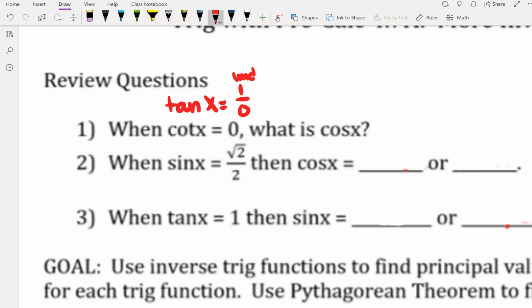So we need to see when tangent is undefined, and tangent is undefined at pi over 2. That means x must be pi over 2. So now we'll plug pi over 2 into cosine of x, and cosine of pi over 2 is 0. So your answer should be 0 for that first one.